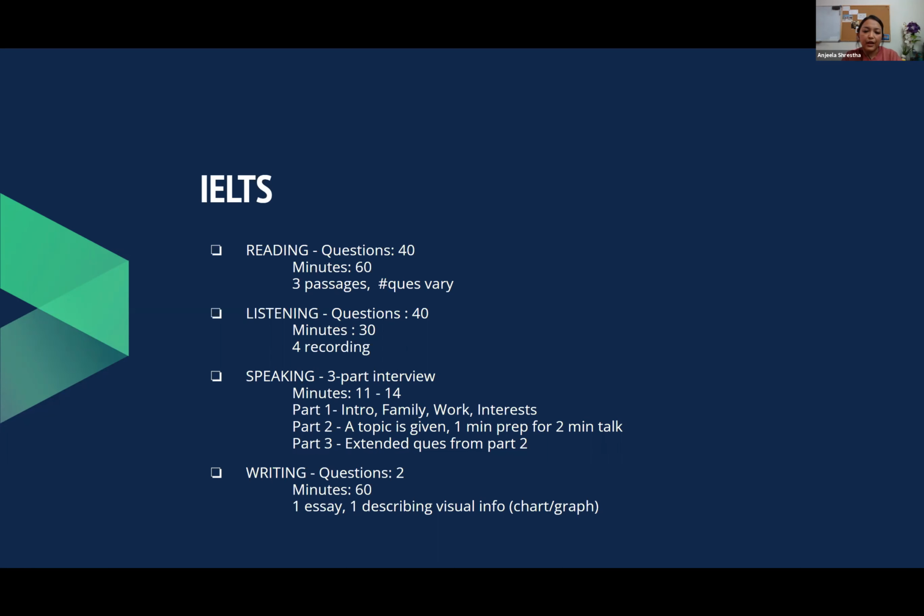For writing, similar to the TOEFL, there is 2 questions and you'll have 60 minutes. So that is basically 2 essays. One essay is just like a general, you'll be given a topic, and second is more like describing a visual, you'll be given a graph or a chart and you'll have to elaborate on that part.